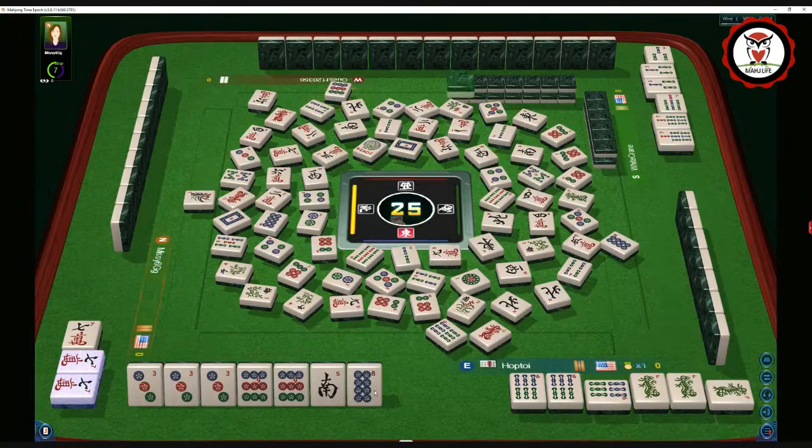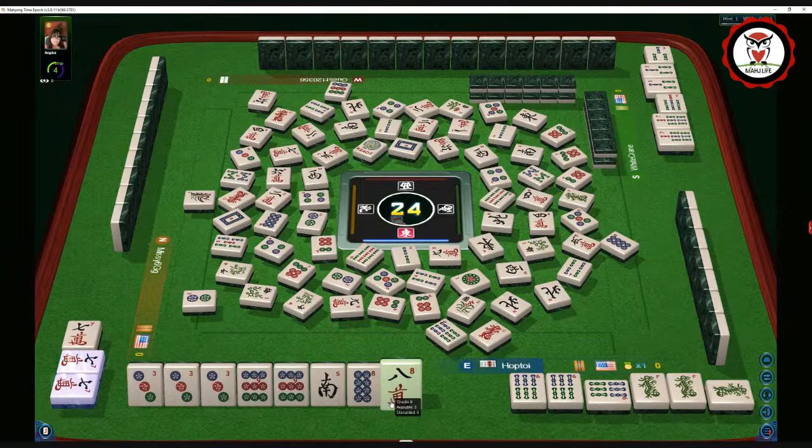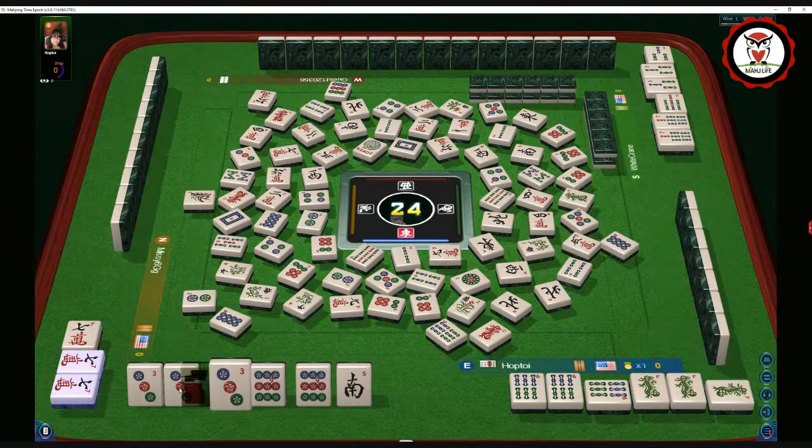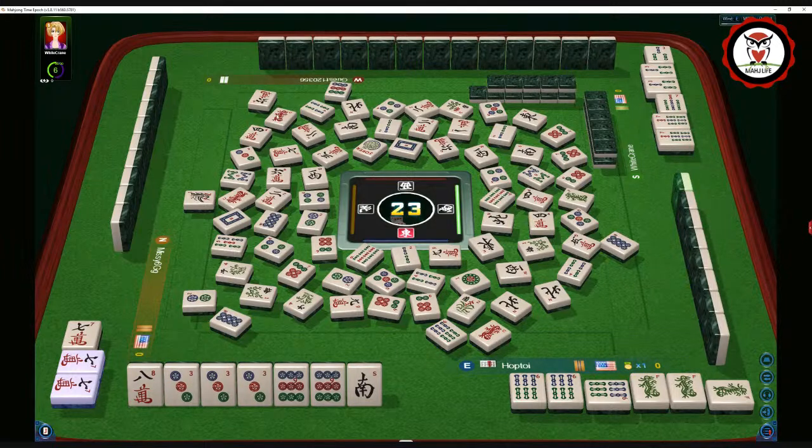Now we need 2 jokers. 2 dots. 8 crack. 8 crack. 8 crack. I don't see it. 8 dots. I don't see the 8 crack. 9 dots. That is a fresh tile, and now we need 3 jokers. 3 jokers and 5 picks.